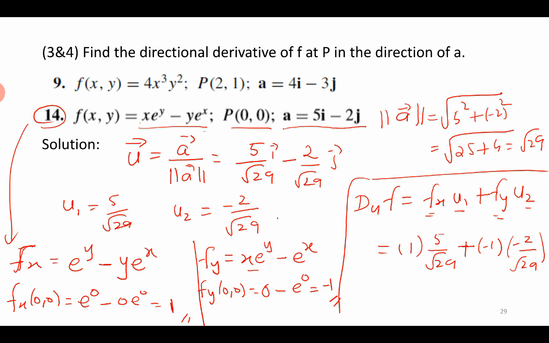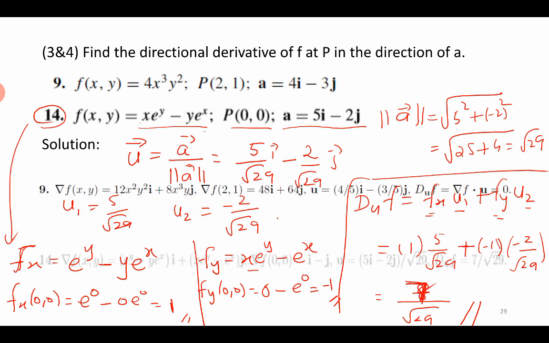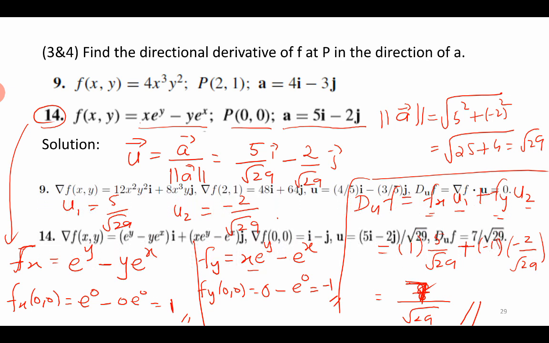So the common denominator is the square root of 29. This is 5 plus 2, which is 7 over root 29. That is the end of this problem. I leave similar problems to you to practice: find the directional derivatives of f. If there is a 3 variable function, we'll do it one more time.